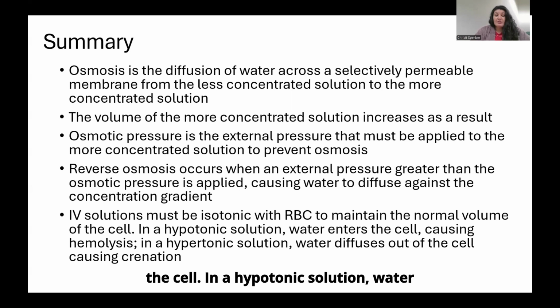IV solutions must be isotonic with red blood cells to maintain the normal volume of the cell. In a hypotonic solution, water enters the cell, causing hemolysis. In a hypertonic solution, water diffuses out of the cell, causing crenation.